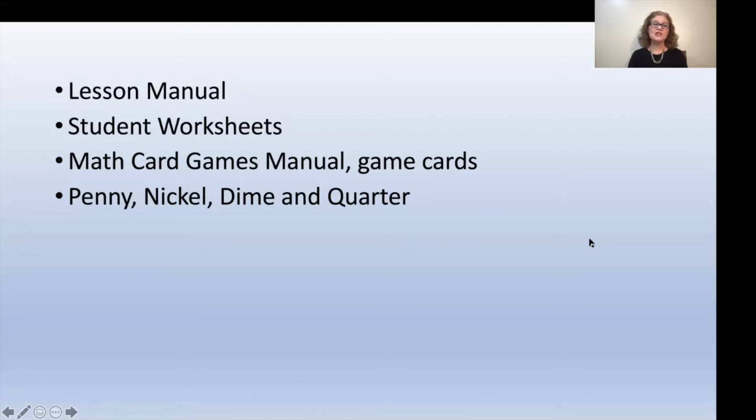This week we are going to talk about lessons 117 through 120. So let's get started. This week you're going to need the lessons manual, the student worksheet book, the math card games manual with the game cards. You will also need a penny, nickel, dime, and quarter. This week your child is going to learn more about money and also have a review lesson.